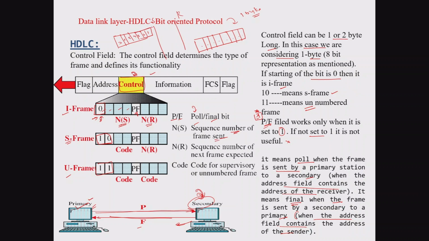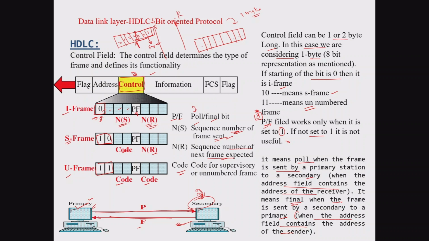Suppose the window is like this, so this is the sequence number of the frames sent. Now NR, a 3-bit value, means the sequence number of the next frame expected. The next frame expected is the fourth one, to be sent from the sender to the receiver. You need to understand this. So NS is the sequence number of frames sent, and NR is the sequence number of the next frame expected. We will see the meaning of the code bit value here. You have to remember this, guys.